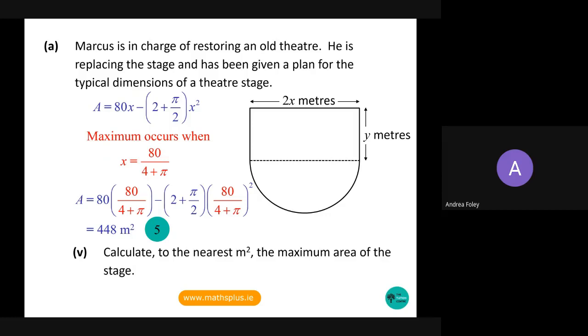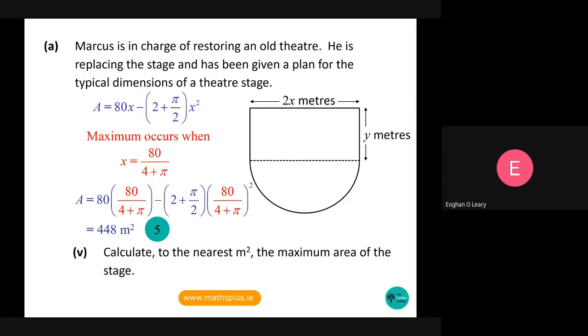This is a starred question, so that means there are 4 marks available if you have incorrect units and/or incorrect rounding. So you're not penalized twice for that. If you've missed off both, you still get the 4 marks. Okay? So incorrect rounding, incorrect units, it's a starred question, 4 marks available.